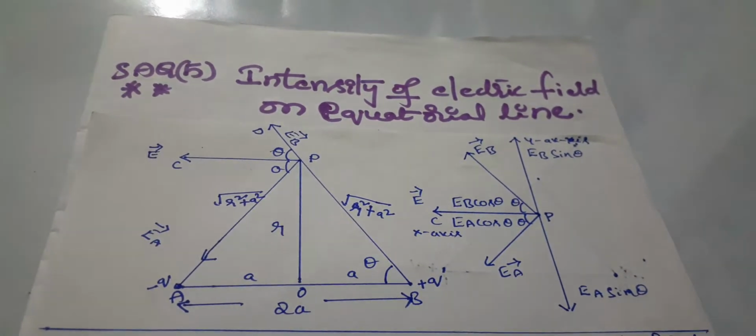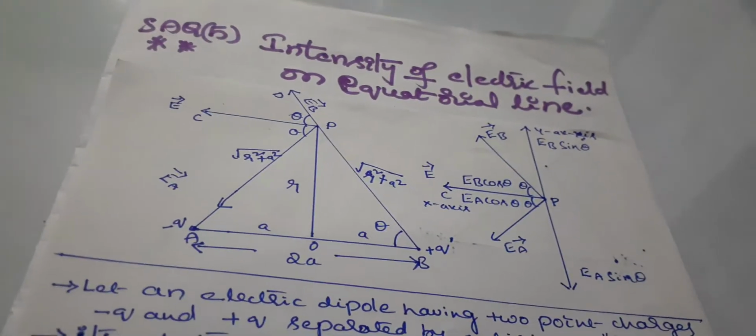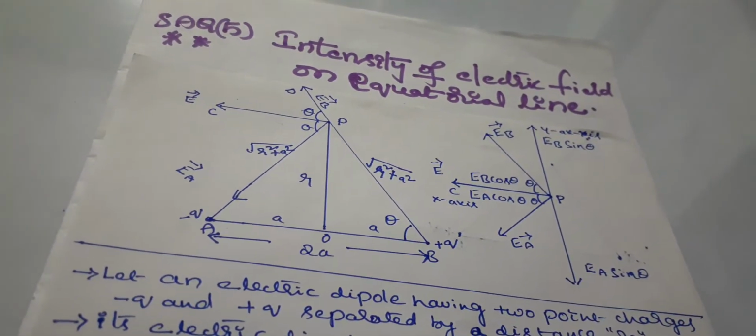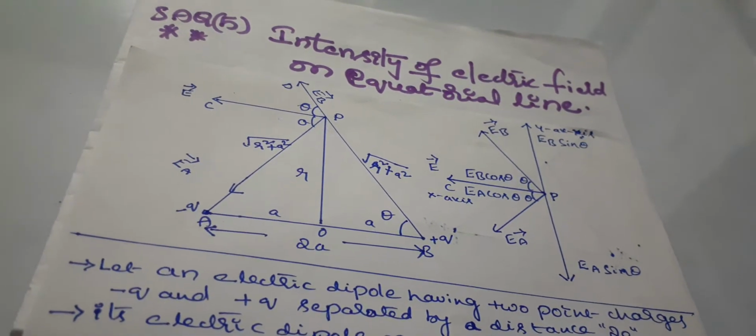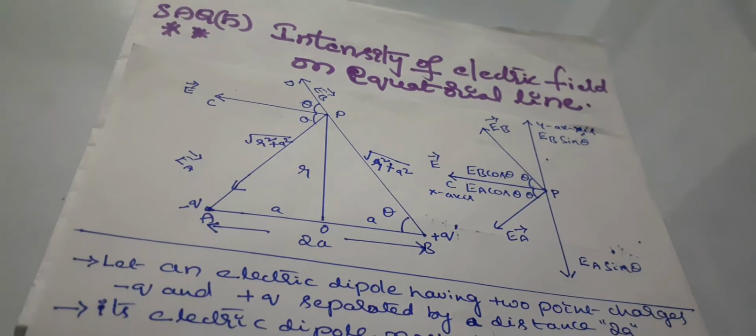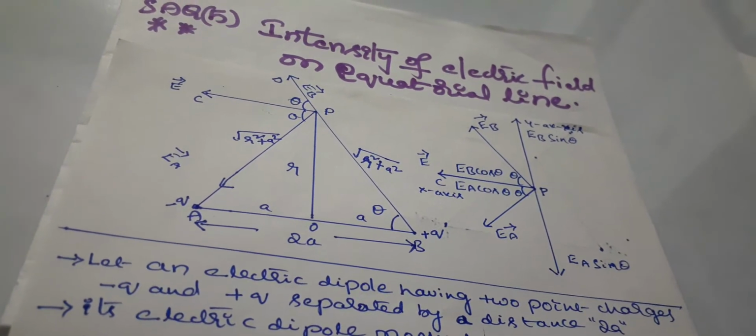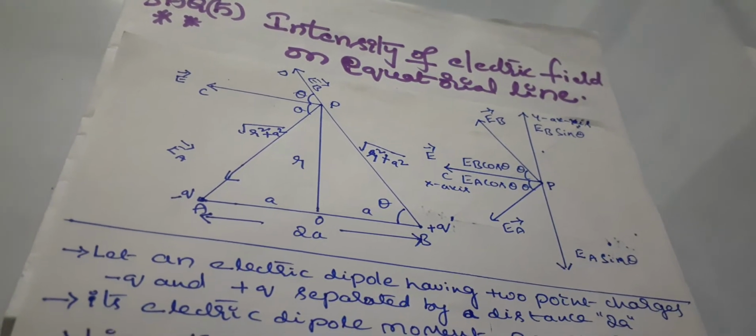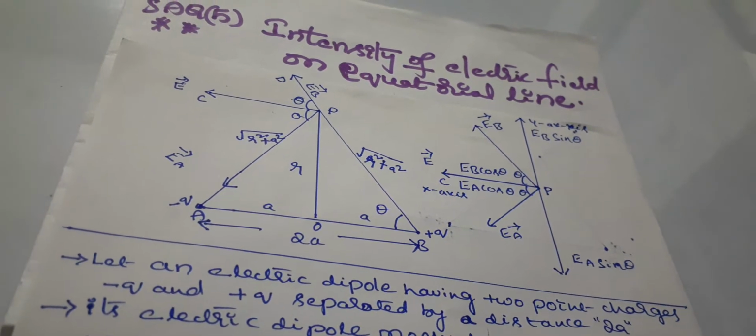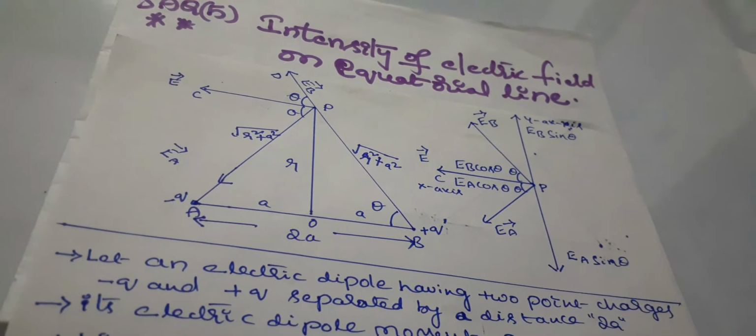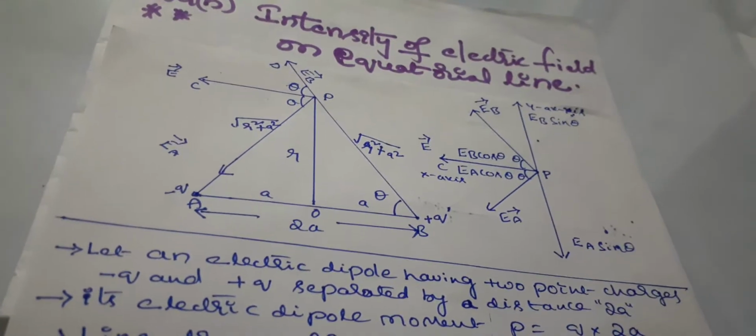So now you can see in this figure there are two right angled triangles, students, BOP. OP is r, BO is a. So then the hypotenuse will be equal to square root of r square plus a square from the Pythagoras theorem. And here also the hypotenuse is equal to square root of r square plus a square.